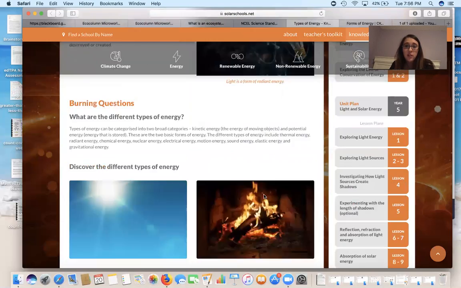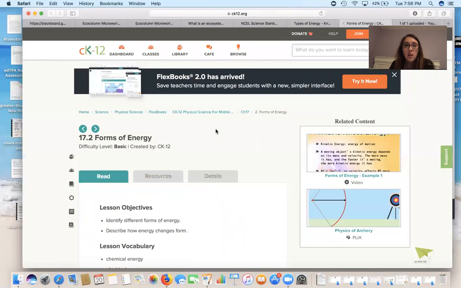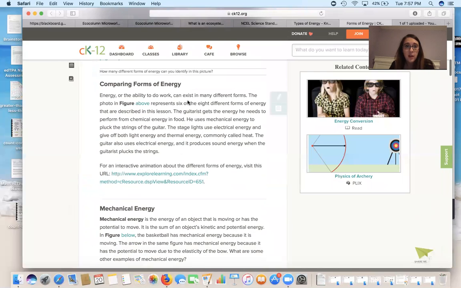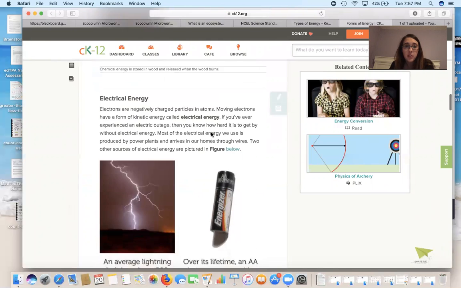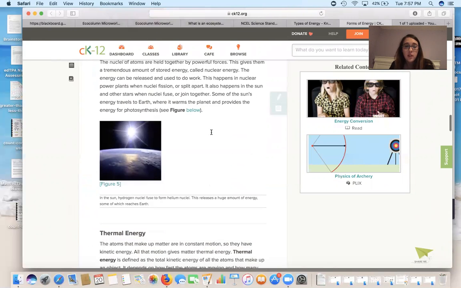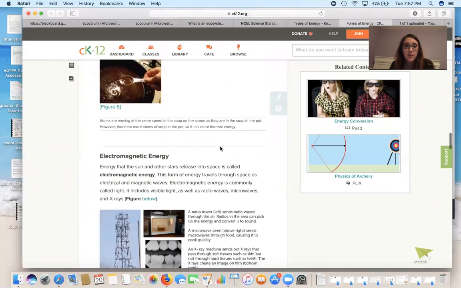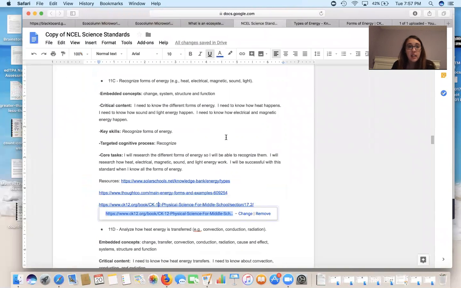So that is a good resource to look at, and that's under Solar Schools. And then this one compares the forms of energy, and it breaks it down again with pictures. So just look over each part of those. There's your thermal energy, your heat energy. Look at each part of the different types of energy to help you be successful with 11C, which is recognized forms of energy.